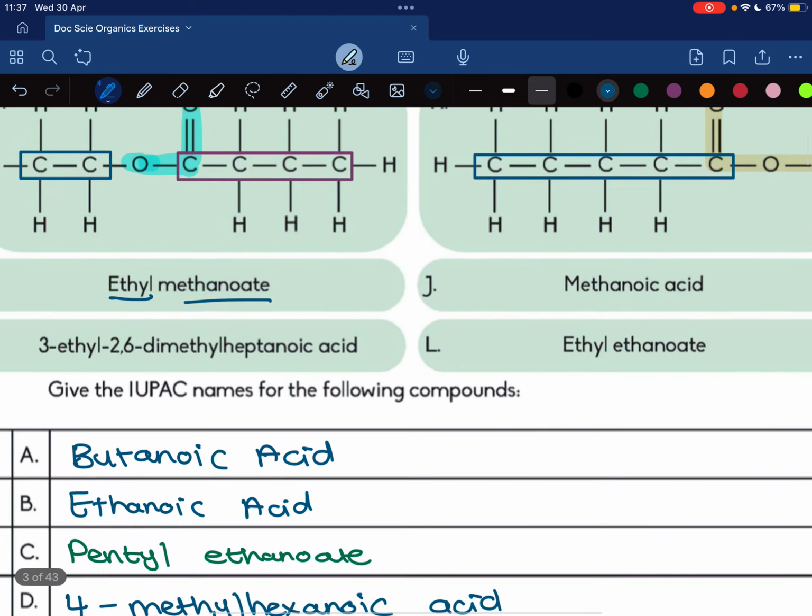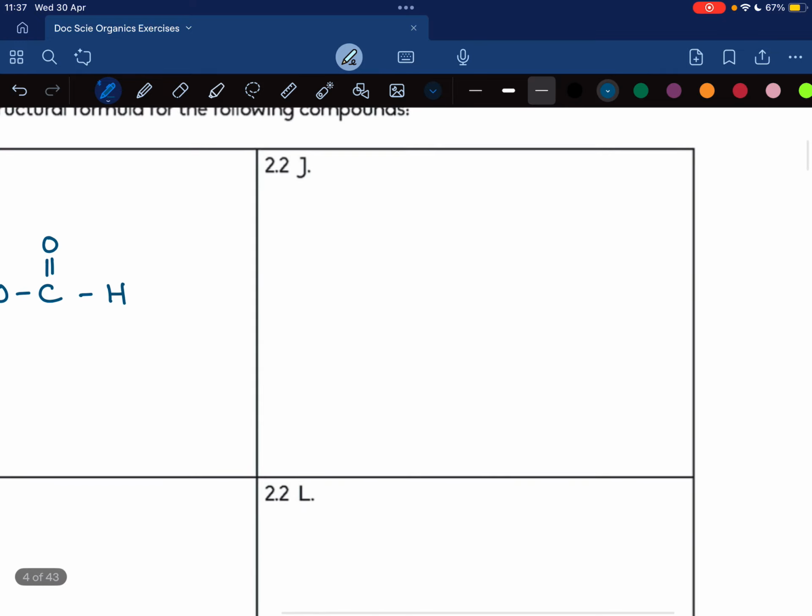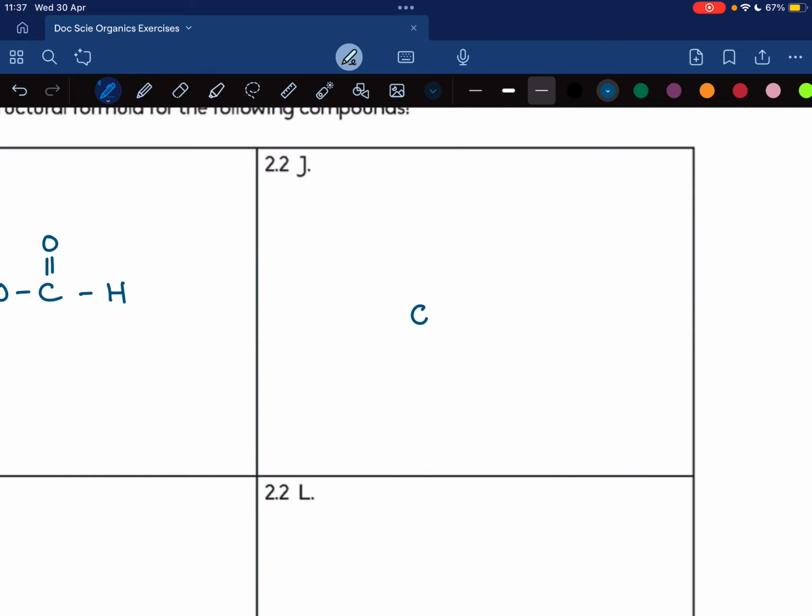So I just end it in H, and then I complete my H's. Okay, J, I can see is methanoic acid, so that's a carboxylic acid with 1 carbon because of the meth. So I'm just going to have a single bond oxygen, double bond oxygen H, and then don't forget the last H on the right hand side to complete that octet rule.